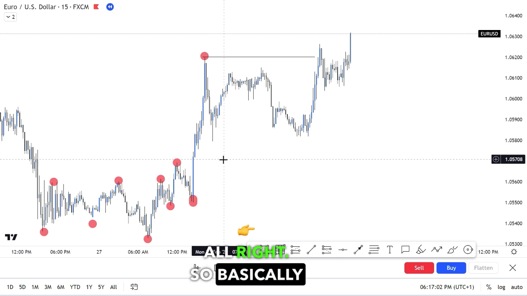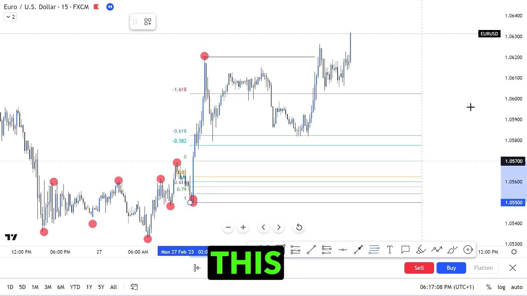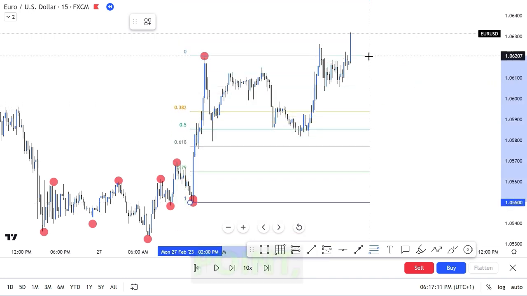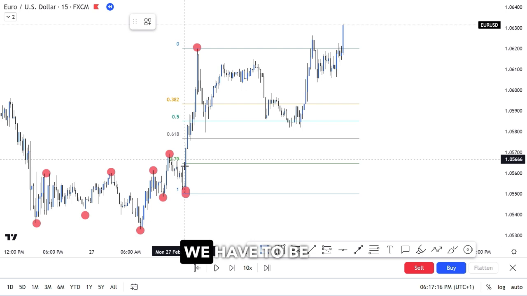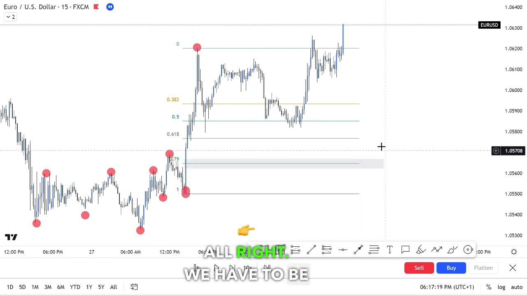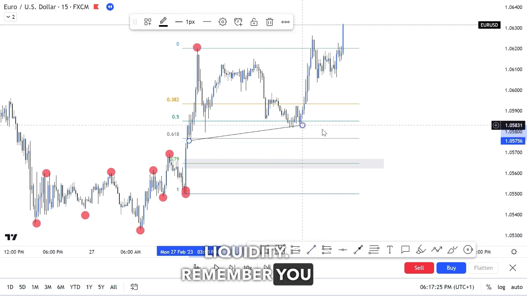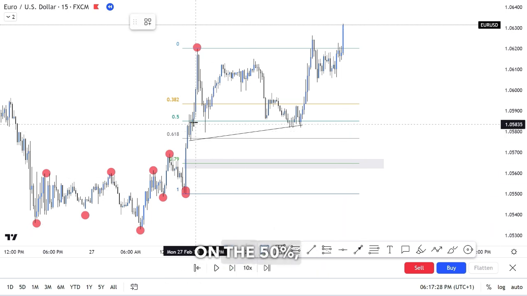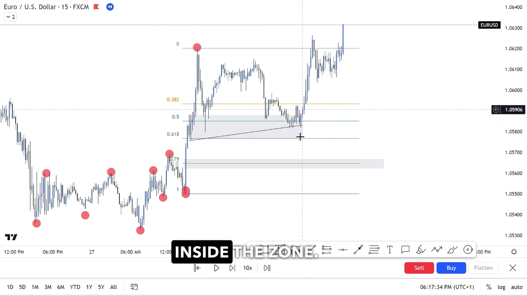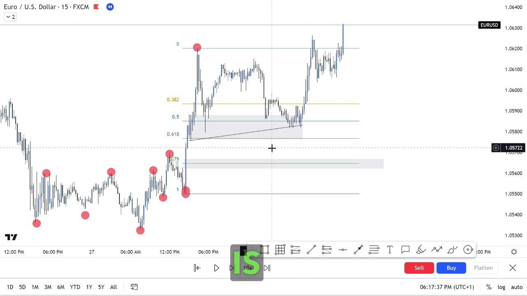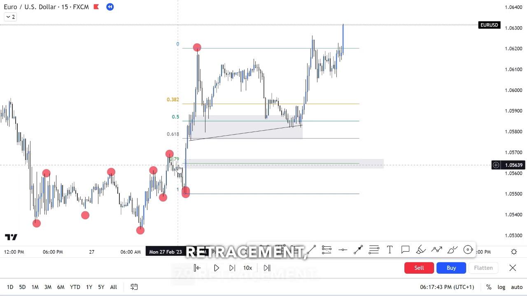All right, so basically, how can we do that? It's quite simple. We pull our fib from this point into this point, right? So basically, our entry, we have to be here. This is our entry, and all these are a bunch of liquidity. Remember, you could actually look for entries on the 50%, especially if you see a valid order block inside the zone. All right, so any of these areas where you are seeing the 50%, 62 retracement, 79 retracement.